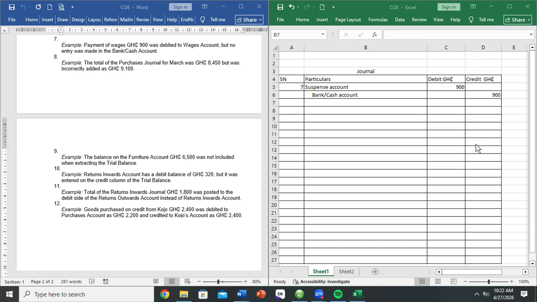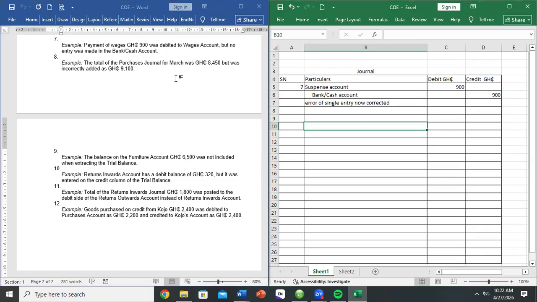Yes, go ahead, Portia. Error of single entry now corrected. Thank you very much. So when you know the type of error, it makes your narration very brief and simple. But for professors who might be struggling, you can repeat the transaction there. So you could say payment of wages not recorded in the bank or cash account, now corrected. But to be so professional, you indicate the type of error. Okay, so that's number 7.